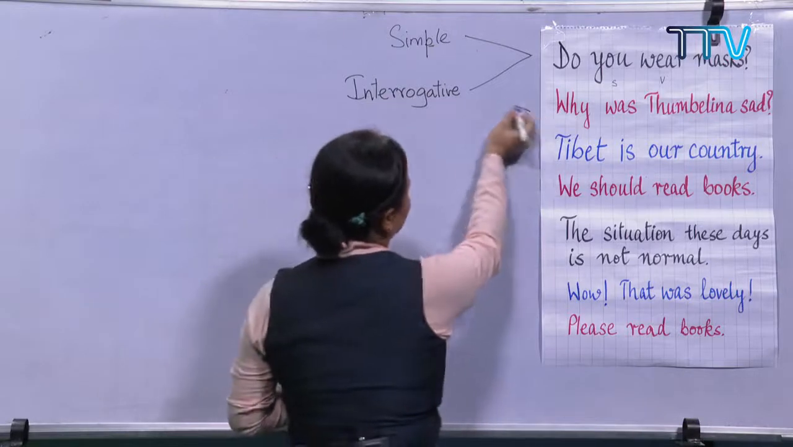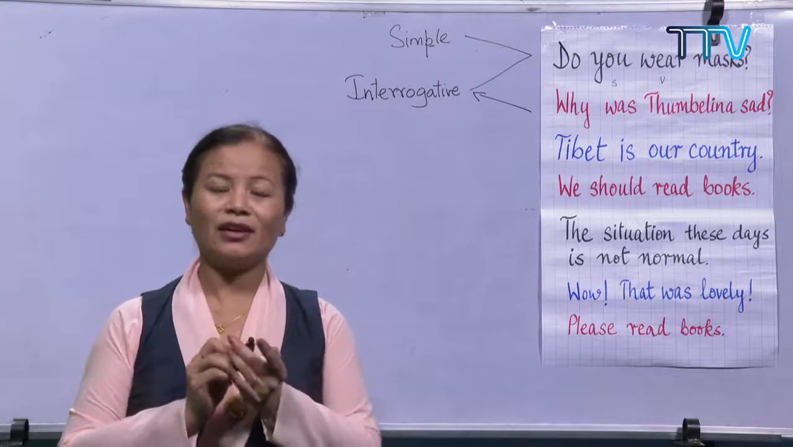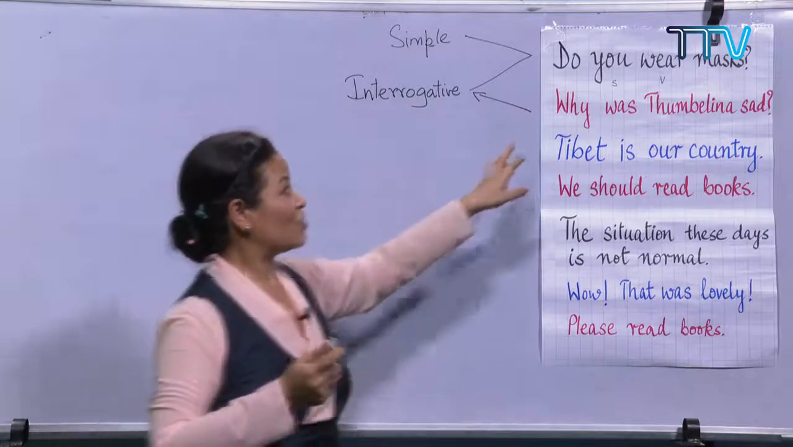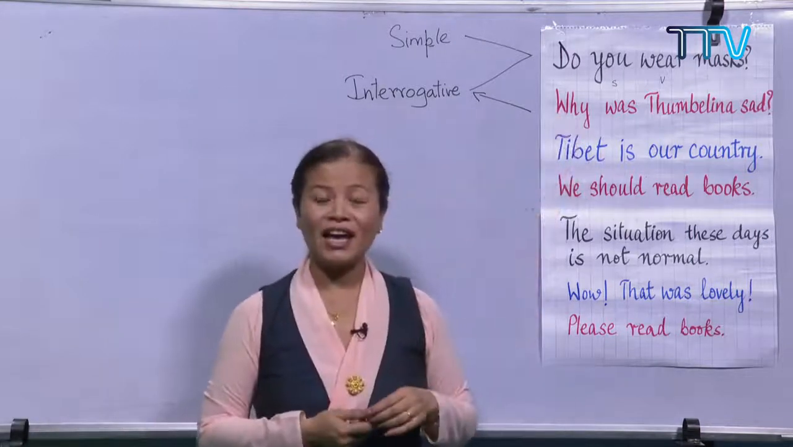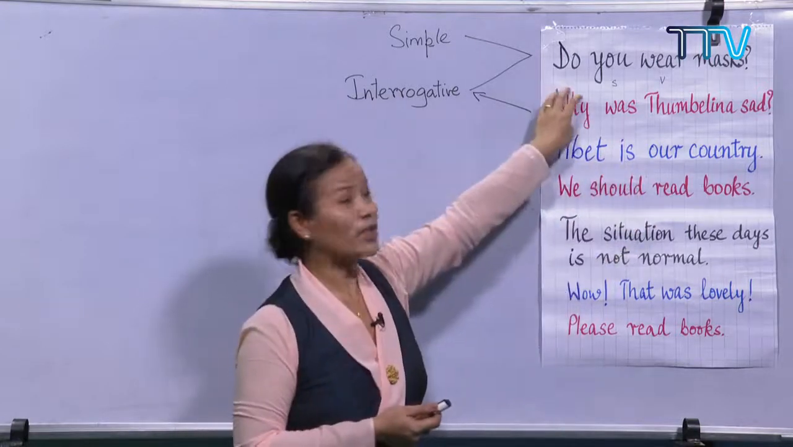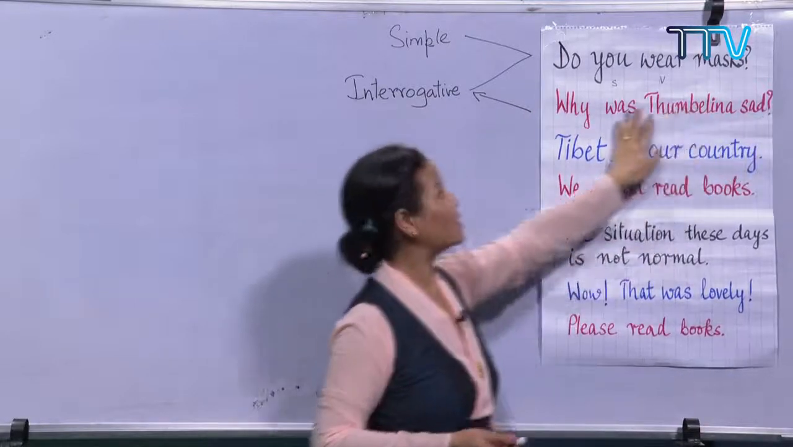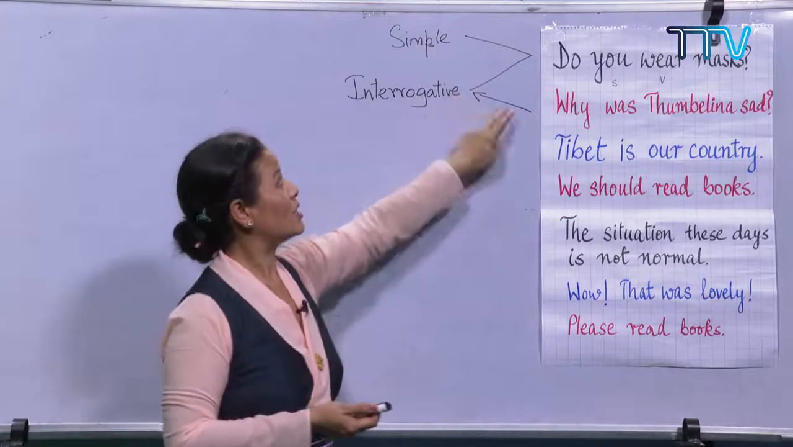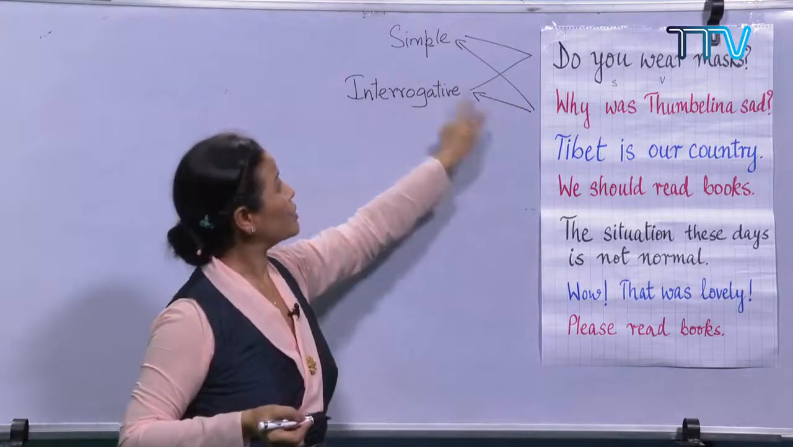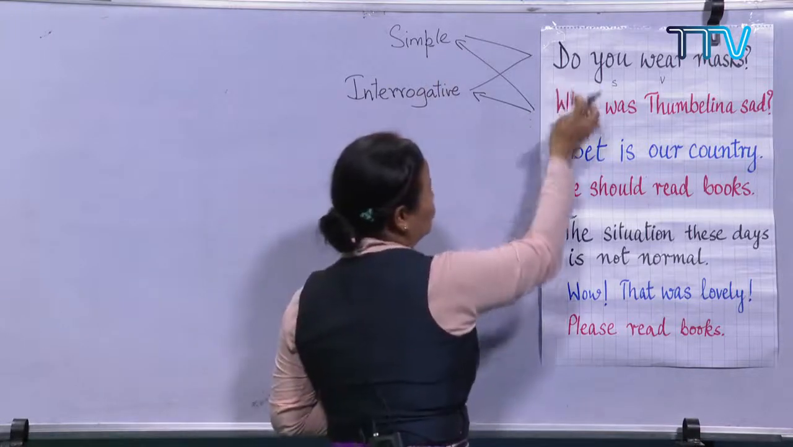So, the same thing here. Why was Thumbelina sad? We read the story yesterday about Thumbelina. Do you remember in my first session? In the story you learned that Thumbelina was sad. But why? Why was Thumbelina sad? This is a question, right? It ends in a question mark, and this is an interrogative sentence. No wonder this is also a simple sentence. Why was Thumbelina sad? Interrogative, simple.